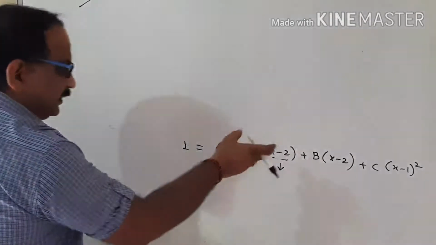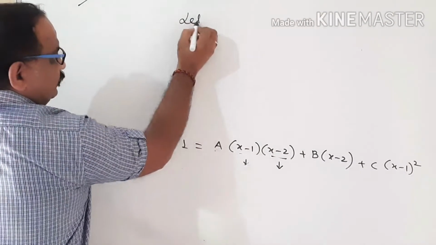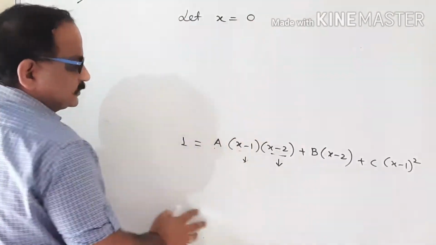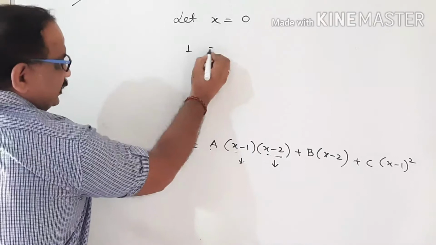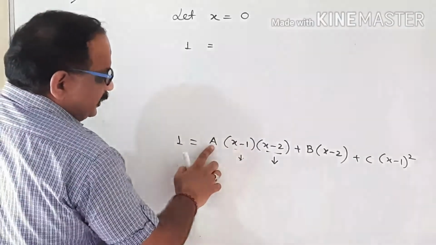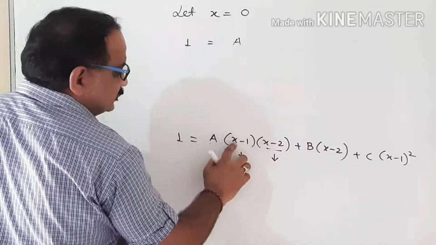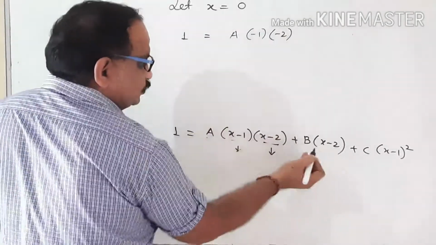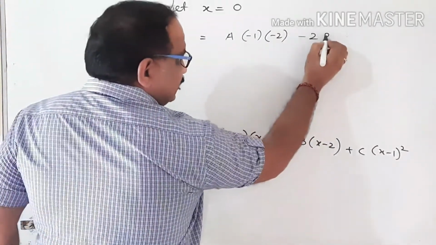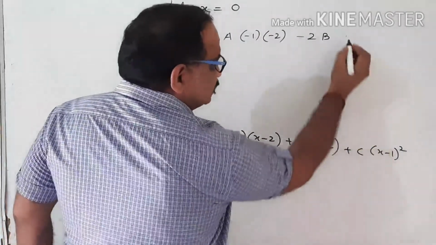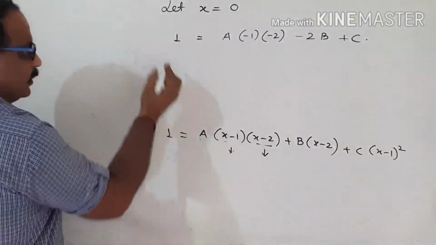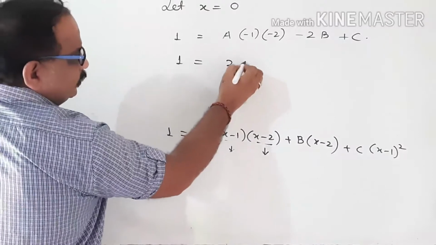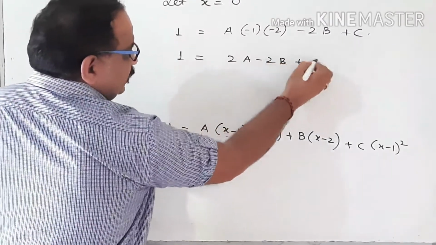You can substitute any else. So the third value we are considering here is x equals 0. On the left hand side, it is 1. On the right hand side, here is a times (0 minus 1), that is minus 1, and again it is minus 2. Now it is 0, that is minus 2b. It is 0, this is plus c. So there is 1, it becomes now 2a minus 2b plus c.